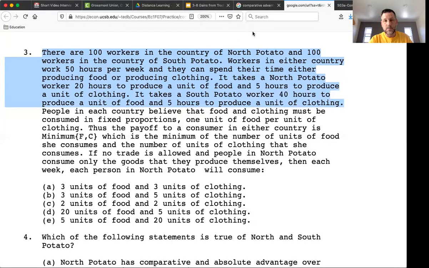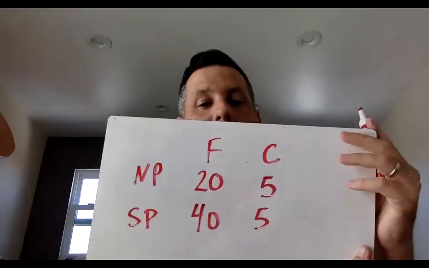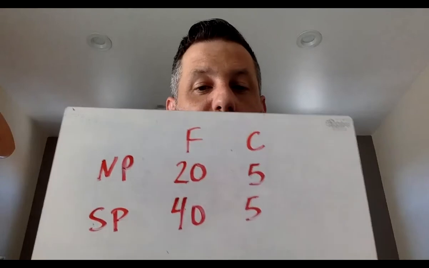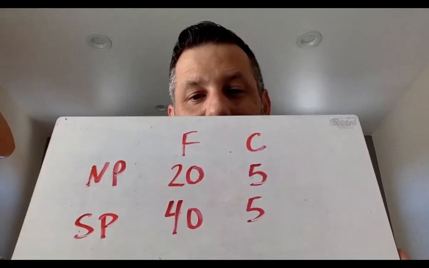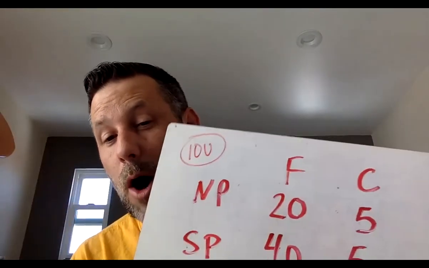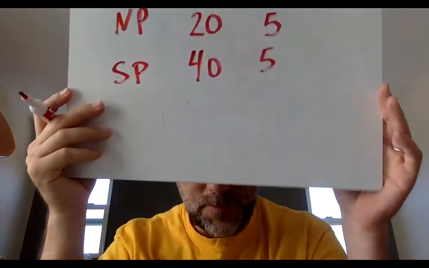So here we go. I've got my thing set up. Food and clothing on the top, North Potato, South Potato on the side. So now I've got to remember this is an input question. A lot of times what I'll do is I'll write the IOU or OOO up in the corner so I remember input question versus output question. So this is an input question.